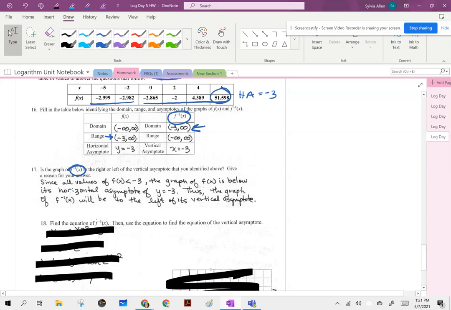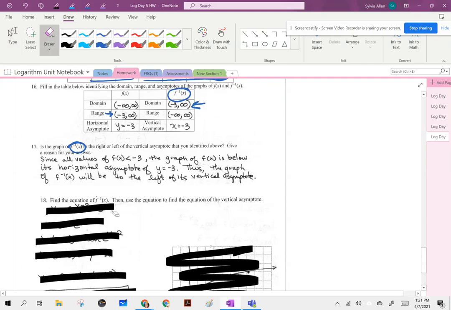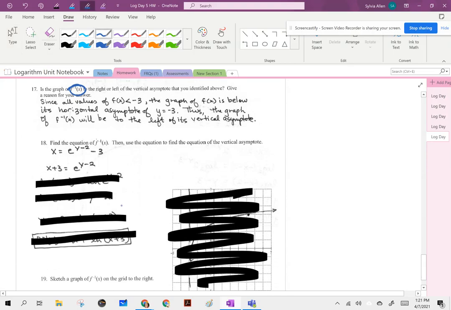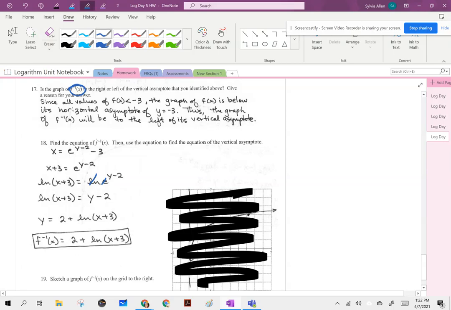Number 18, find the equation of the inverse. Again, switch x and y. We're going to add 3, raise each side to the ln, or rewrite as ln. So when you cancel these out, this is what you get. Add 2, replace y with f inverse.